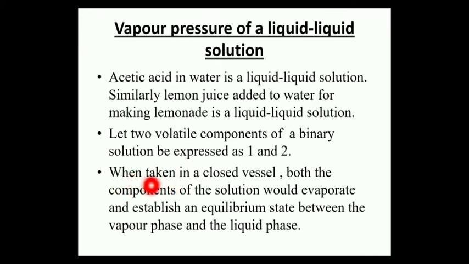Now when the solution is taken in a closed vessel, both the components of the solution would evaporate because both of them are volatile. So when we are taking the solution in a closed vessel, both components would evaporate, and this would establish an equilibrium between the vapor phase and the liquid phase.